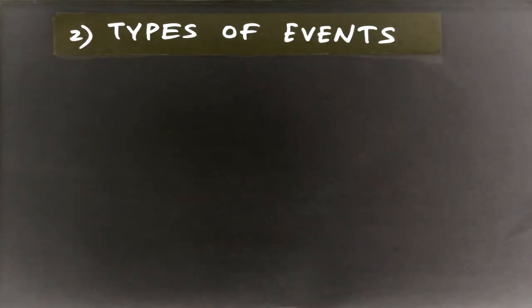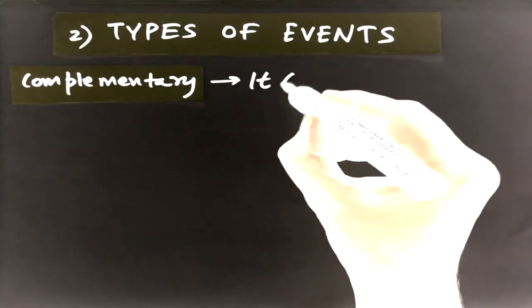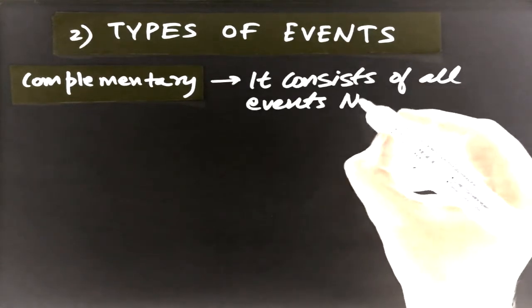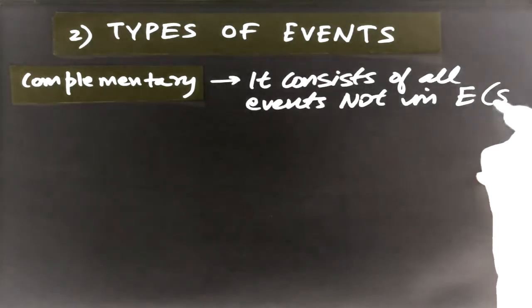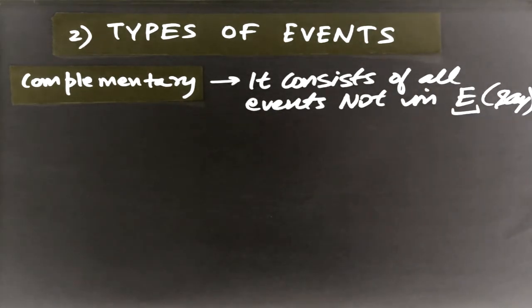Our next topic of today's discussion is types of events. This is our second topic. We understood what events are, but now we will try to understand what the types of events are. So there are 5 types of event. The first type is complementary event. If we talk about any event E, then its complementary will consist of other things except those that are present in event E. So this is the first type, that's a complementary event.